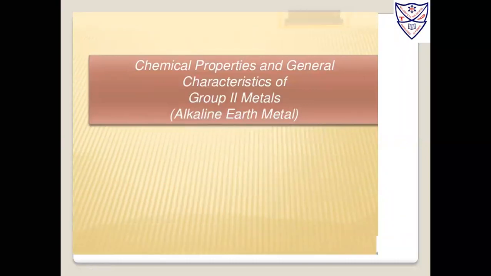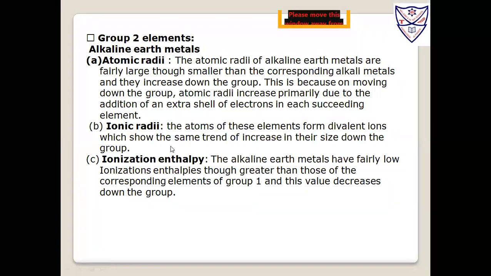Chemical properties and general characteristics of the alkaline earth metals. So here you can see the atomic radii. The atomic radii of alkaline earth metals are fairly large, though smaller than the alkali metals, and as you go down, it is increasing. The atomic radius is increasing, and the same for the ionic radius. As you go down, the ionic radius also increases down the group.